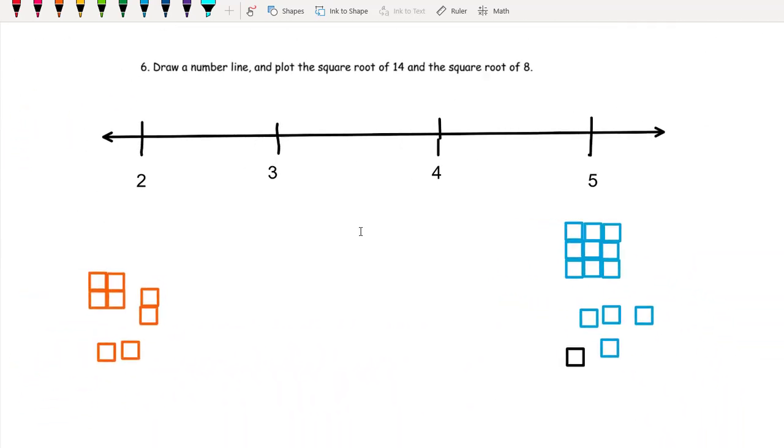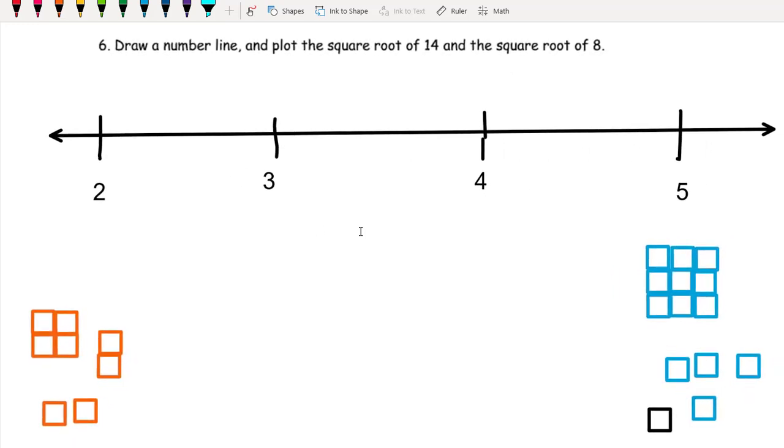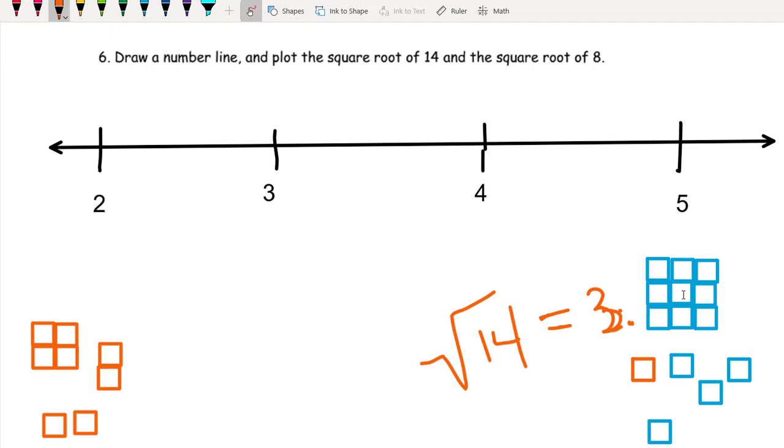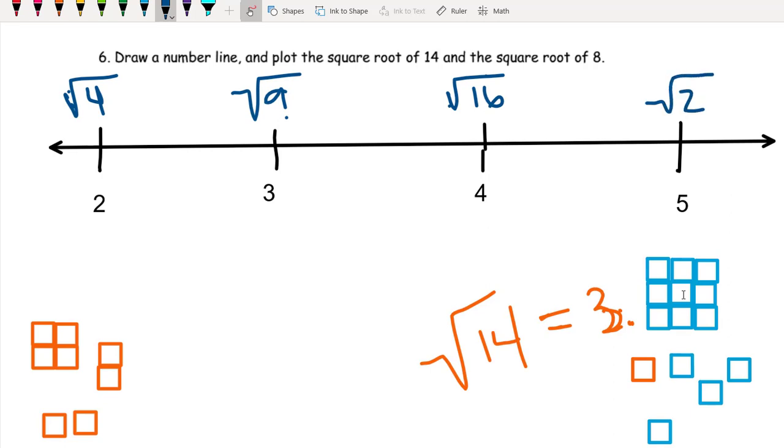All right, the last question that we're talking about here, which is something that we have to work towards, so if you don't get it perfect today, that's all right, we'll continue practicing this, is taking an imperfect square and placing it on the number line. So the square root of 14 we have over here in blue. Something I should have led with is right here. Something that I like to do for myself is say square root of 4 is 2, square root of 9 is 3, square root of 16 is 4, and the square root of 25 is 5.